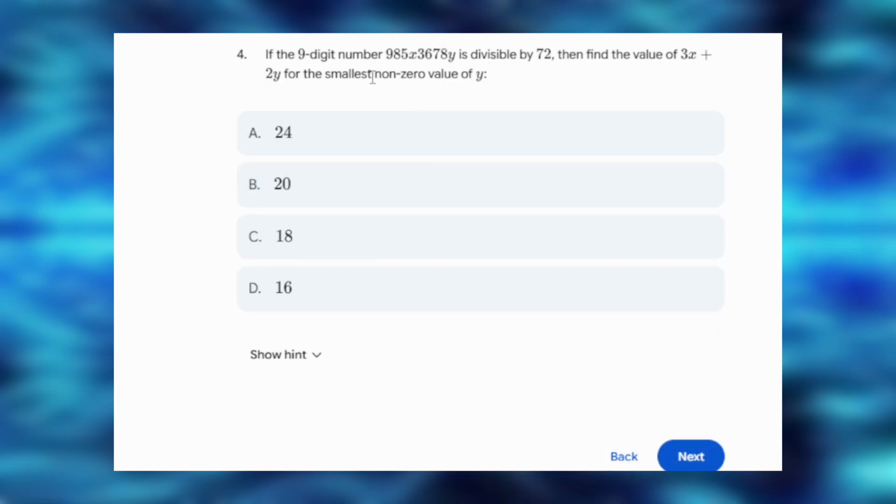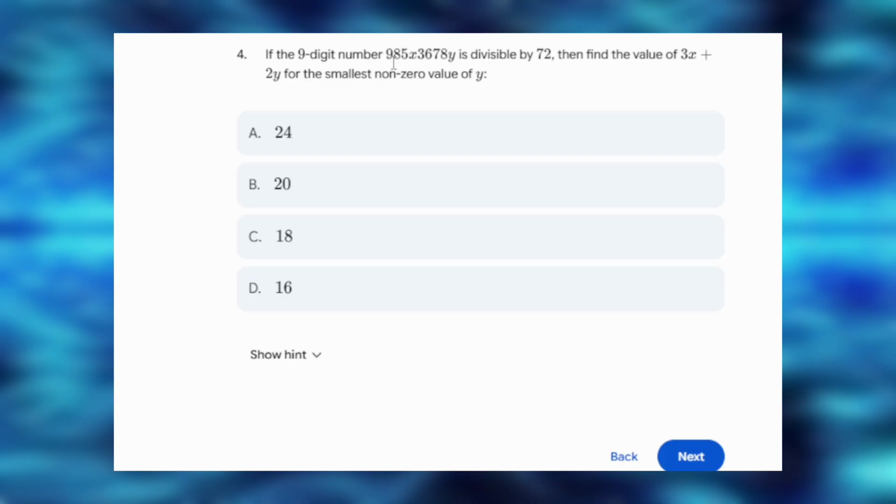Next problem. If the 9-digit number 985x3678y is divisible by 72, then find the value of 3x plus 2y for the smallest non-zero value of y. Here it is divisible by 72 means it is divisible by 8 and divisible by 9. 8 divisibility rule, last 3 digits 78y. When it is divisible by 8, y equals 4, and divisible by 9, the sum of all digits is divisible by 9.